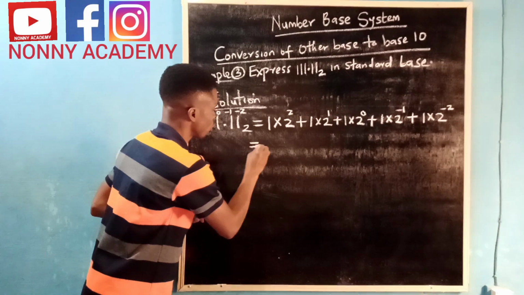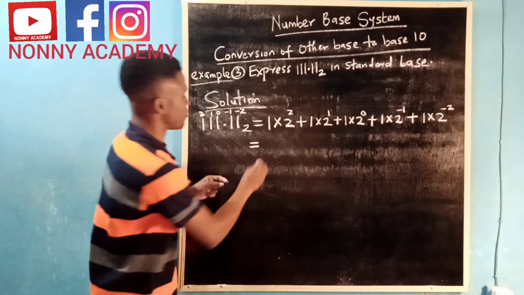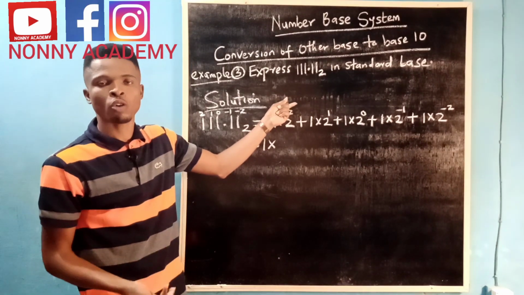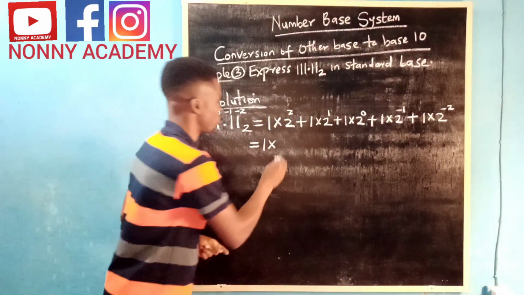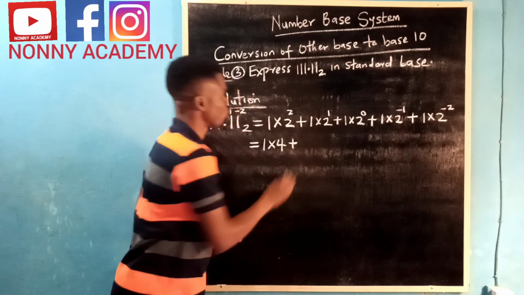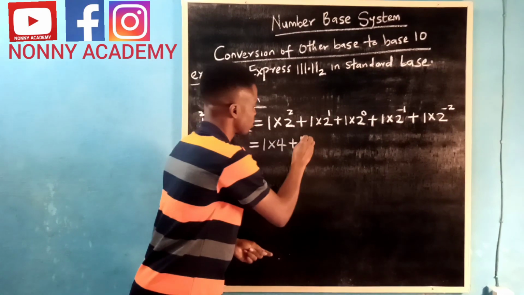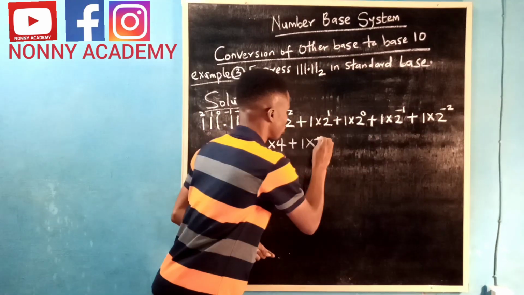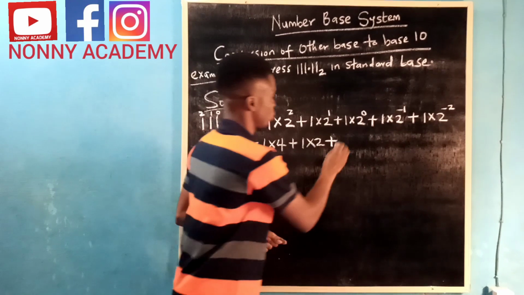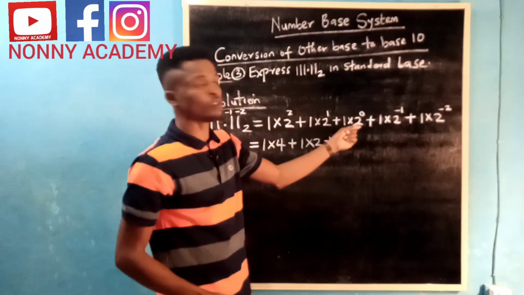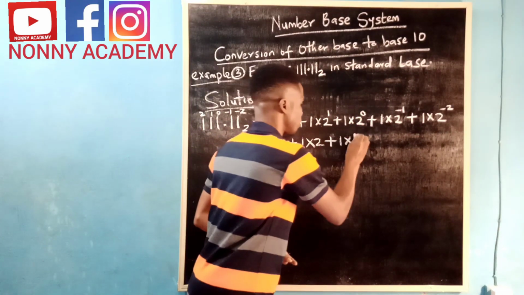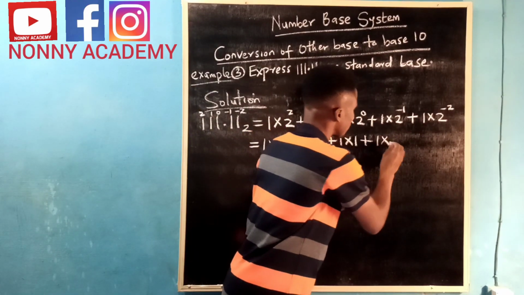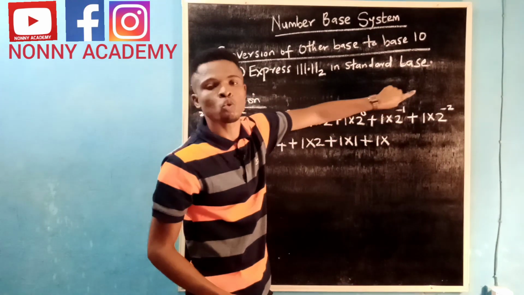Then we continue. Equal to, here I will have 1 times 2 raised to the power 2, which is 2 times 2, 4. Plus 1 times 2 raised to the power 1, 2. Plus 1 times 2 raised to the power 0 is 1. Plus 1 times 2 raised to the power minus 1.